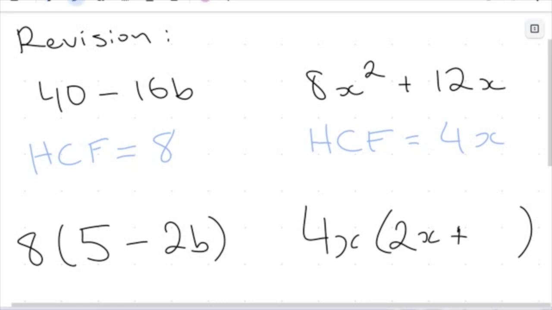And I can see that my x remained here. So there won't be another x in my brackets here. There's just going to be an integer to get me from 4x to 12x. So what got multiplied by 4x to give me 12x? Well, that is 3. Because 3 lots of 4x is going to give me 4x plus 4x plus 4x. Adding those algebraic terms together gives me 12x. So that is a quick revision on how we can factorize expressions.